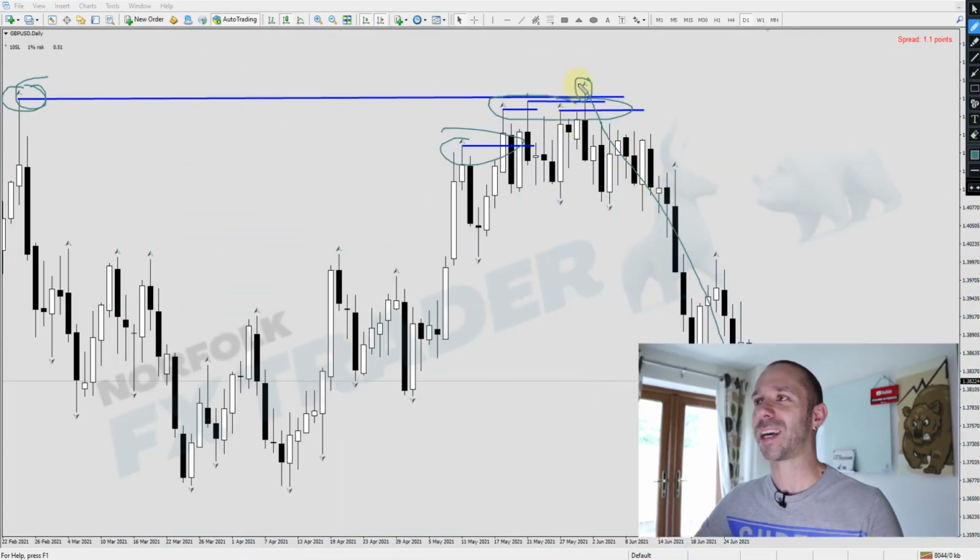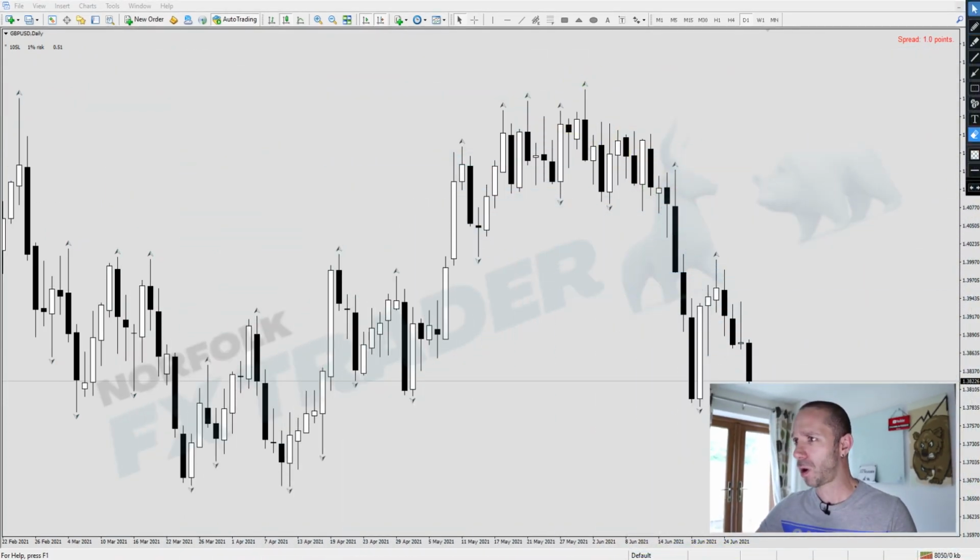Now, when we see the market showing this manipulation, let me just remove everything. I want to place a line on the chart.